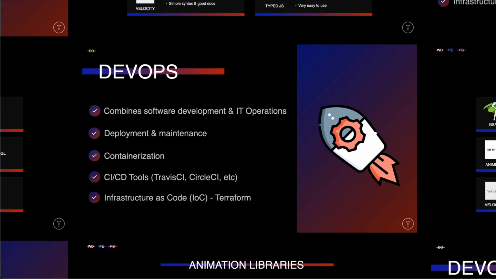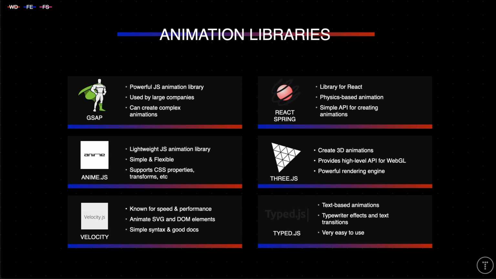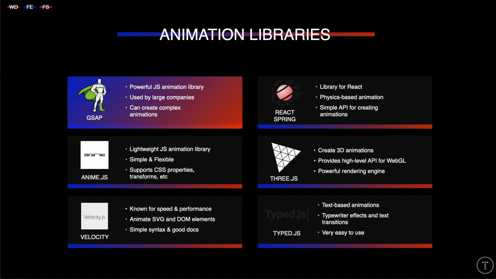Now, the web is getting much more interactive, and animation is a big part of that. So there's a lot of libraries that you can use to create animations. So I'm just going to very quickly go over some of the big ones. So GSAP is a JavaScript animation library that's used by a lot of big companies. It's widely used for creating really complex animations.